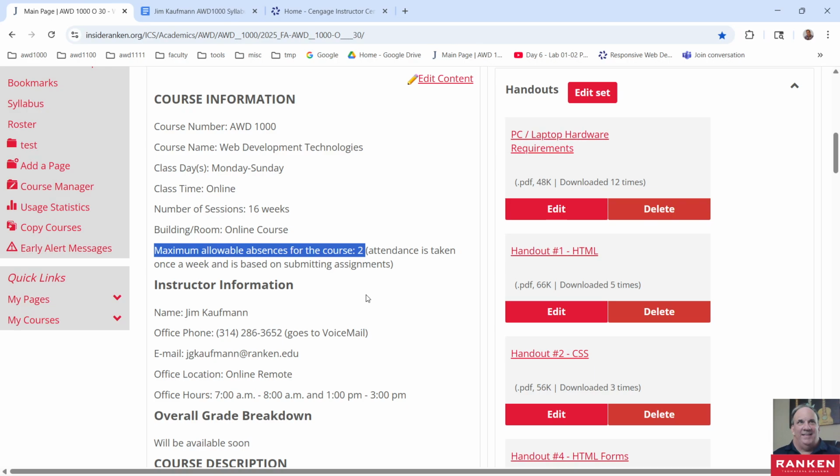All right. So in a 16-week course, your attendance is going to be taken 16 times, and it's taken basically next Monday morning. I will check to see if you submitted work. If you submit work, you're going to be marked as present. If you did not submit any work, you're going to be marked as absent.